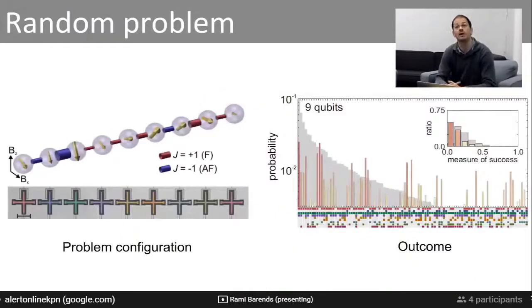Now, we even ran a larger random problem, and that's a problem I showed you before, where we have local fields, where we have different coupling strengths and signs. That's on the left, the problem configuration. On the right, you see the outcome. In dark gray is the ideal outcome, and in red, the red bars are the experimental results.